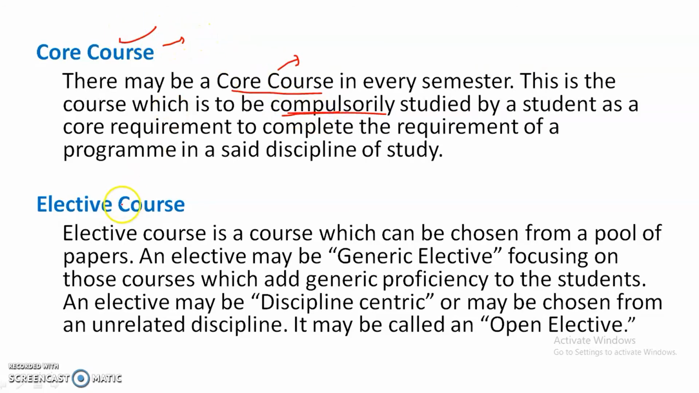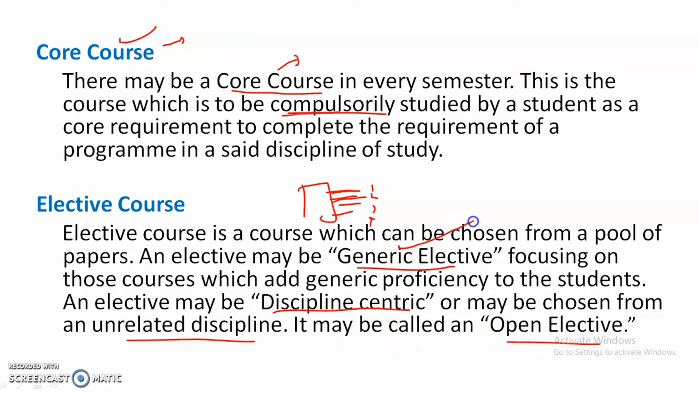That means under the core courses, the student definitely has to study these subjects. Coming to the elective course, it is a course which can be chosen from a pool of papers. That means the university will give some subjects, 1, 2, 3, 4. Out of these 4 subjects, the student can select any one of his interesting subjects. That is called an elective, a generic elective, focusing on those papers which add generic proficiency to the students. Or an elective may be discipline centric, or may be chosen from an unrelated discipline also. It is called an open elective.